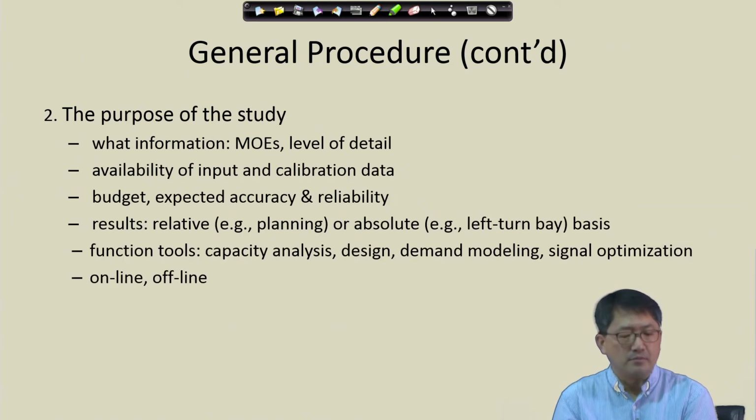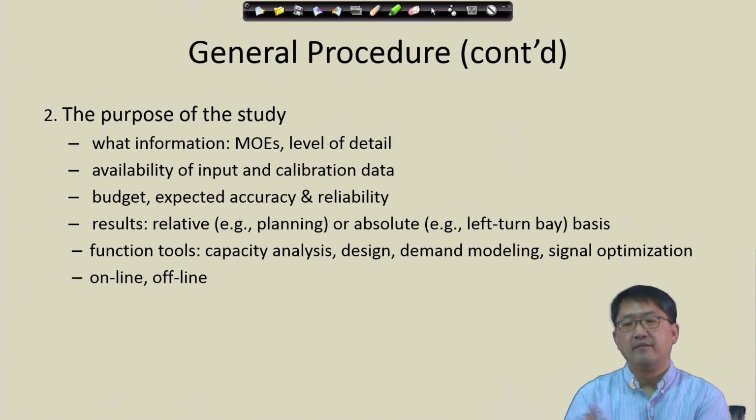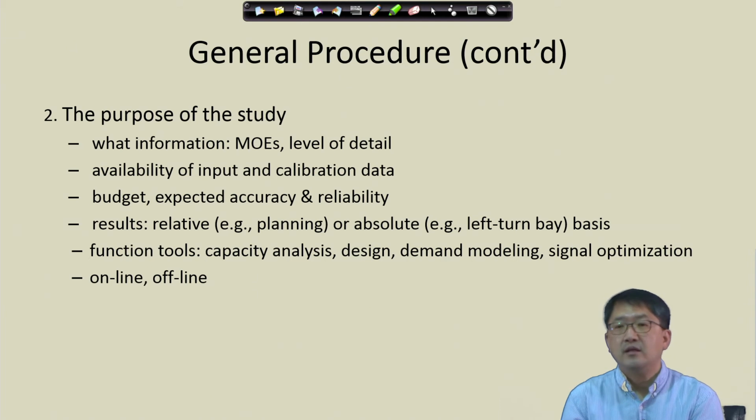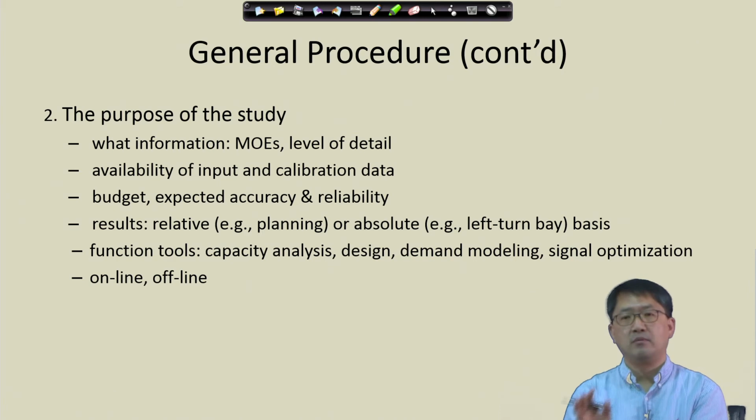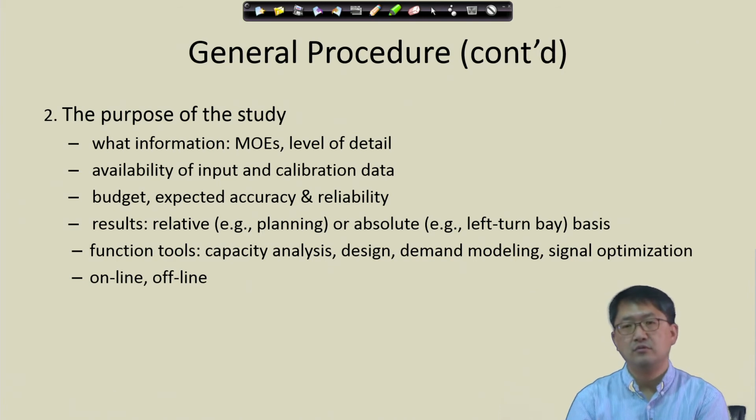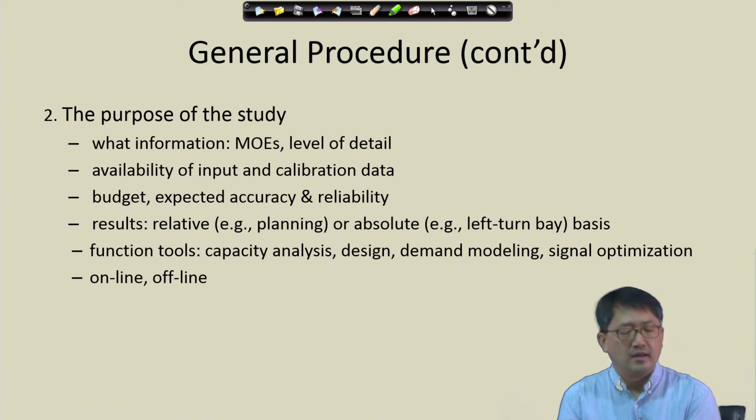And also the purpose of the study: what kind of measures of effectiveness do you want to get, and how much detailed information do you need? If you are evaluating a high-level benefit cost analysis, you may only need a delay measure or vehicle hours traveled for total network performance, which doesn't require individual vehicular level evaluation. Or if you want to do calibration, do you have ways of getting the data for calibration? And what kind of data is available, if you can easily do this?